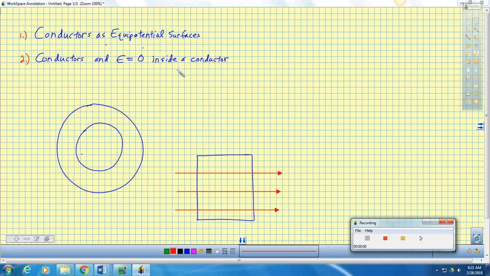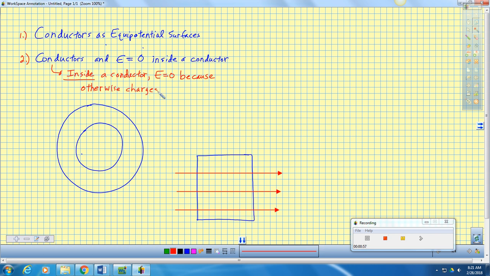Okay, so conductors and E equals 0 inside a conductor, we have kind of beaten this to death, both in our last testing section and in this one. Our logic was that inside a conductor, and again the key phrase is inside a conductor, E has to equal 0 because otherwise charges will move, since charges are free to move in conductors.